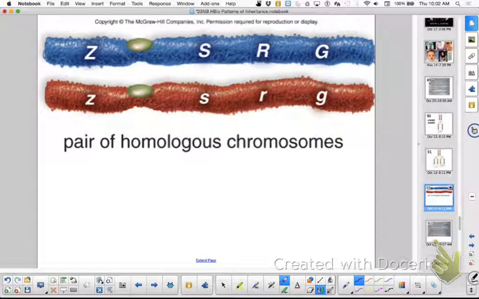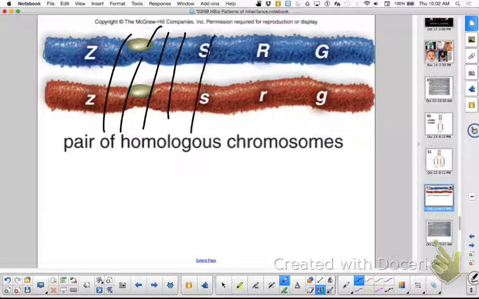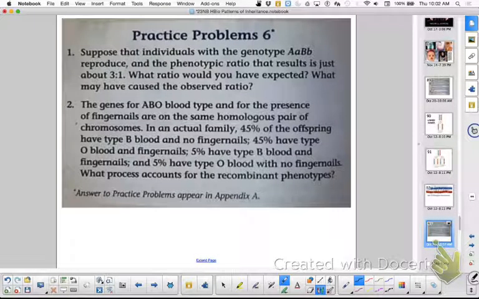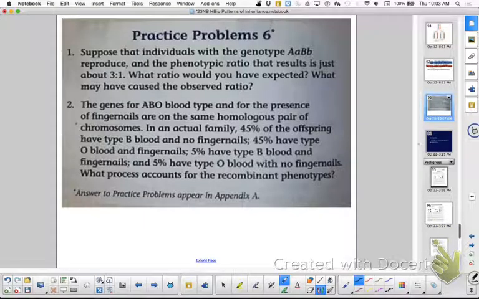Okay, what's more likely to get broken up? Z's and S's or Z's and G's? Z's and G's. Because the crossing over can occur here, here, here, here, and here for S's, but it can occur here, here, here, here, and here, and here, all of these in order to break up the linked G gene. Okay? And again, there are more practice problems with this. So you want to do those as well.